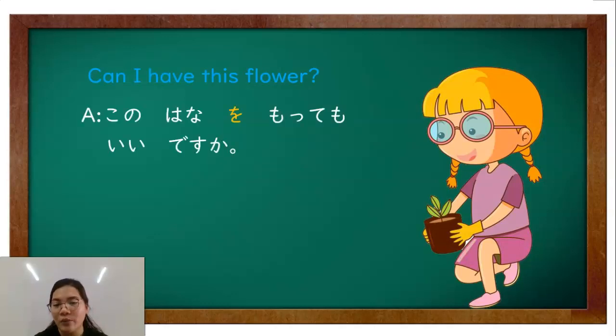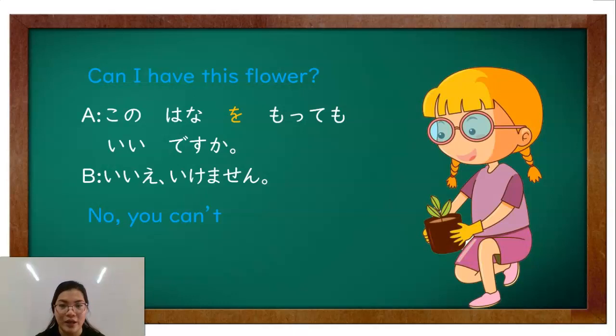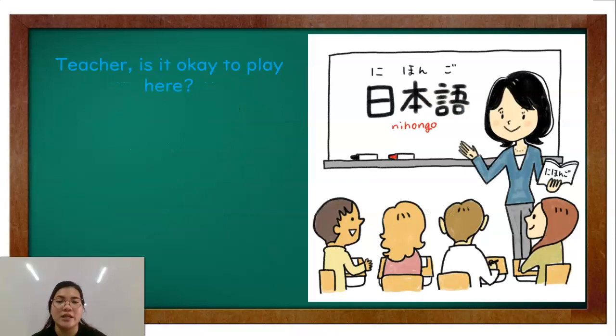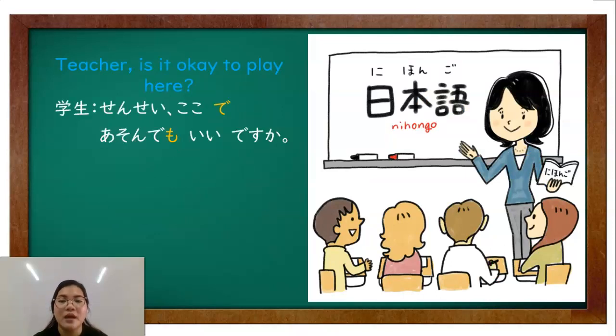For example, can I have this flower? Kono hana wo motte mo ii desu ka? Ie, ikimasen. No, you can't. It's directly said na hindi. Teacher, is it okay to play here? Sensei, koko de asonde mo ii desu ka?